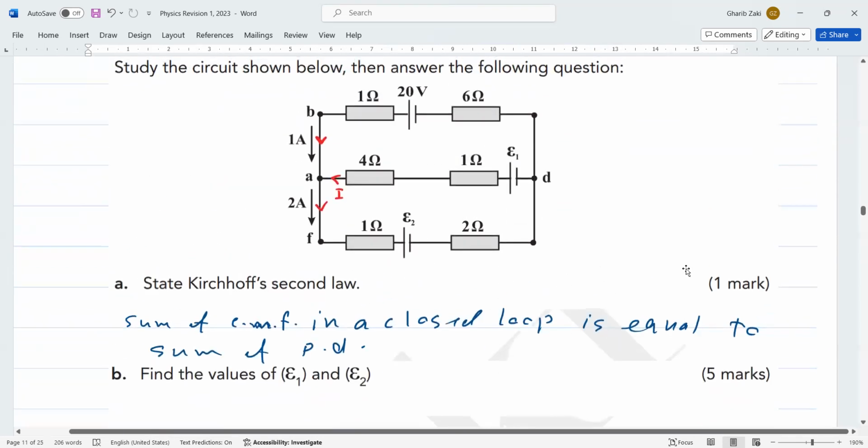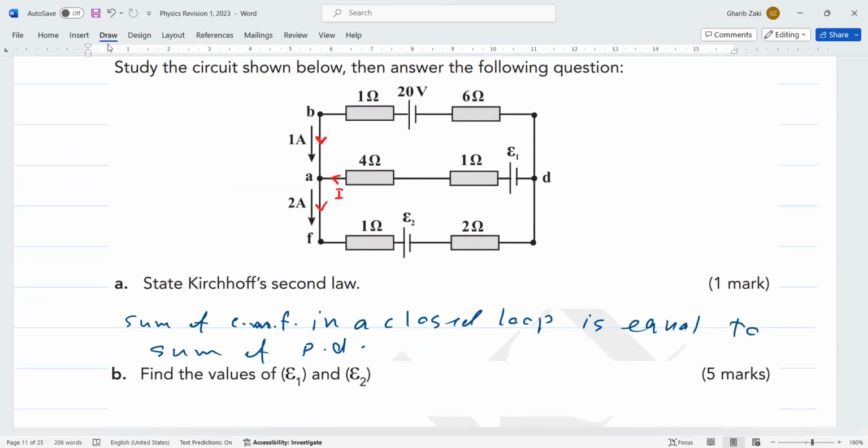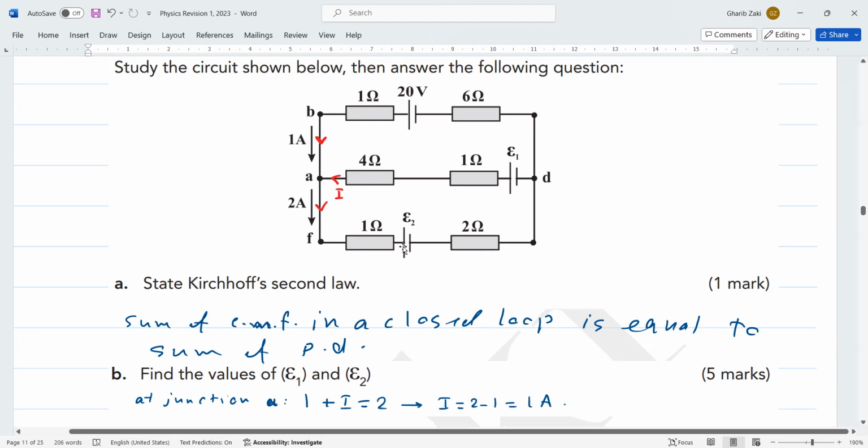Okay, we say at junction A, the sum of current in, this is Kirchhoff's first law, the sum of currents in equals the current out. So 1 plus I equals 2. So I equals 2 minus 1 equals 1 ampere. So we got the current I in branch DA.